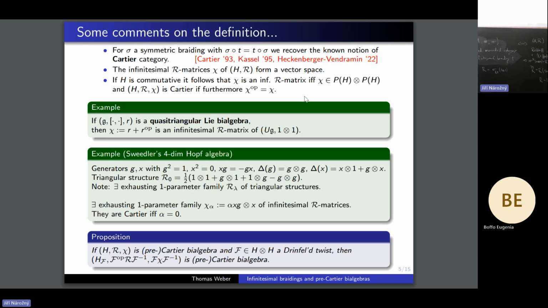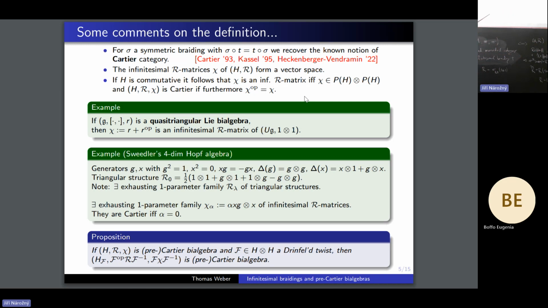Something less trivial is here for Sweedler's Hopf algebra, which works like this. You take the algebra generated by some g and x with the rules that g squares to 1, x squares to 0, and xg is minus gx. You have these co-products, which tell you that g is group-like and that x is kind of primitive, not really primitive. You have this x and g here, and also the antipode, but I don't even write it down.